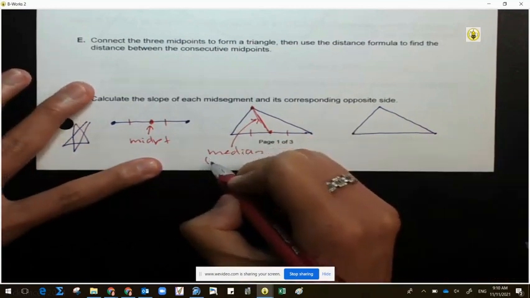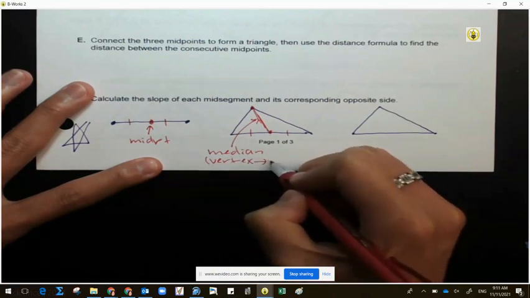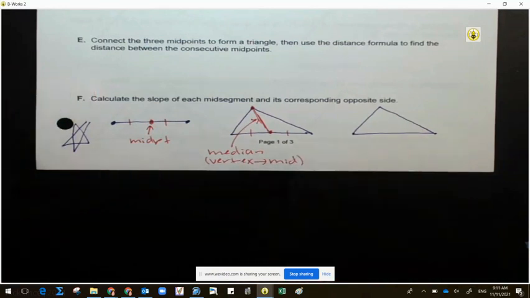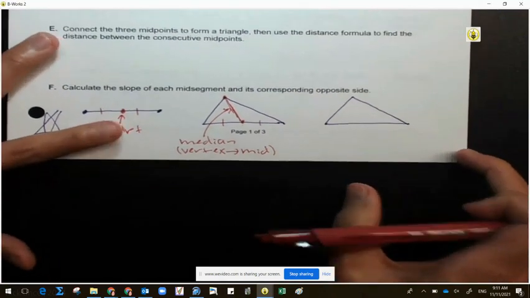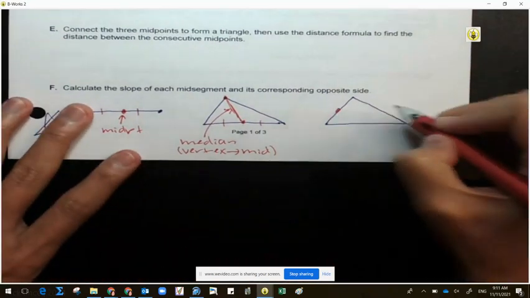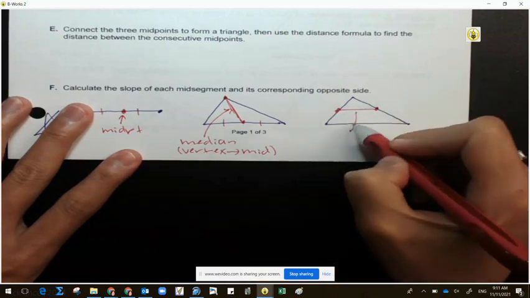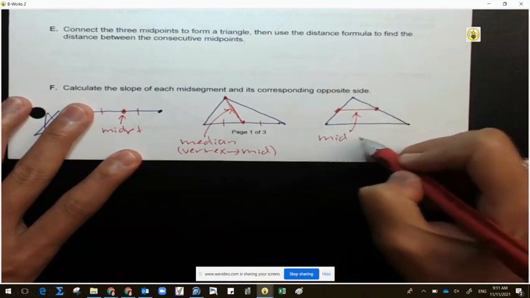And it's median on this one specifically because it went from the vertex to the midpoint. So they're not all the same things. They might be using each other's vocabulary, but that's about it. And then today we're looking at mid-segment, and mid-segment goes from middle to middle. And this right here is called the mid-segment.